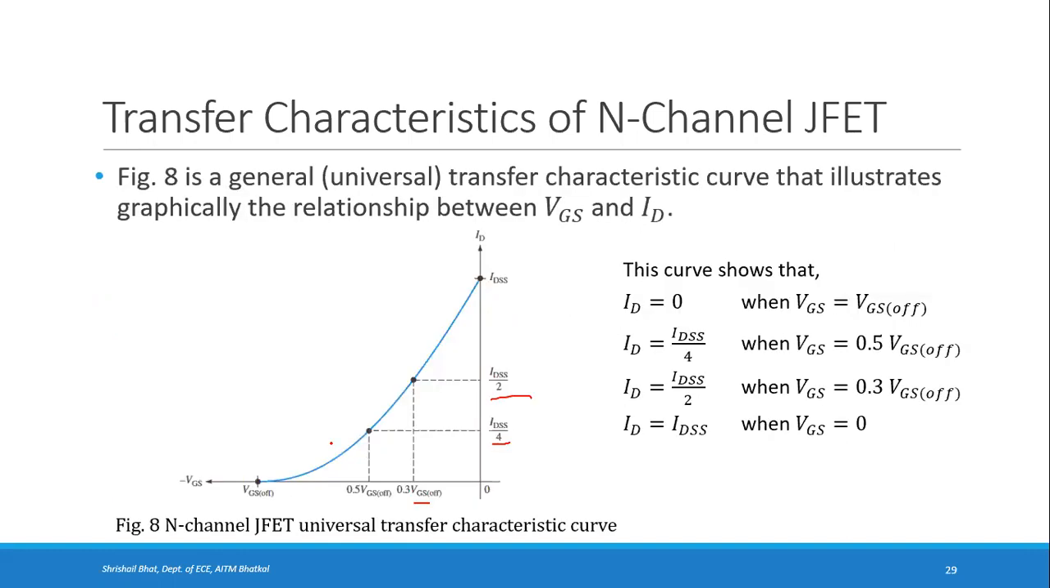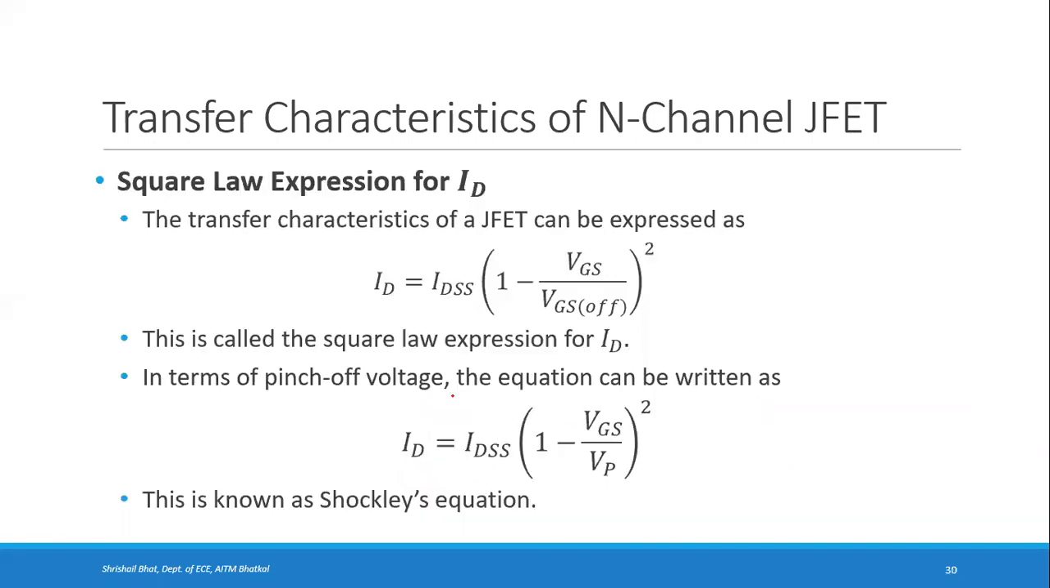This particular graph is related by an expression. You can write an equation for this graph. That equation is called the square law expression. This is one of the important equations which you can use to solve numerical examples. ID is equal to IDSS multiplied by (1 minus VGS by VGS off) the whole squared, where IDSS is the drain to source current when the gate is shorted, VGS is the value you are substituting, and VGS off is the cutoff voltage. It is called the square law expression because there is a square here.